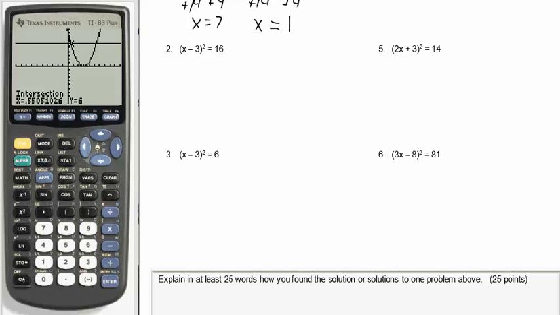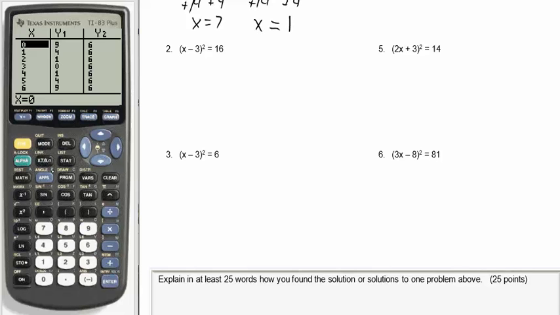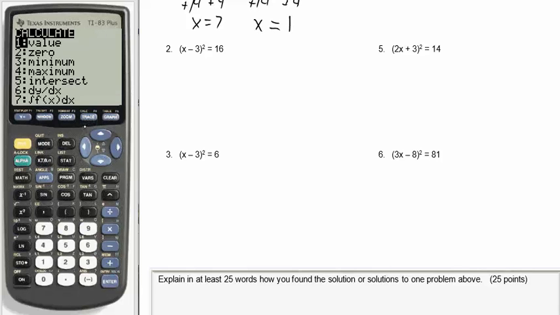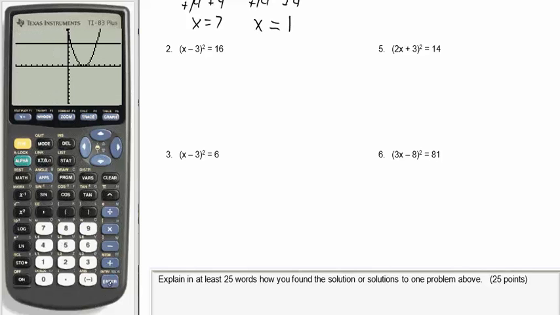And then over here, second, calculate, intersection is 5, enter, enter, and somewhere around 5, and it says it's 5.45. Okay, so that's about what the answers are, but let's see how we do it by hand.